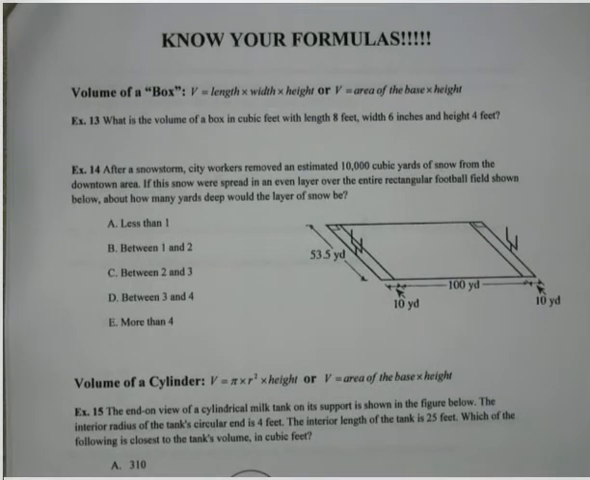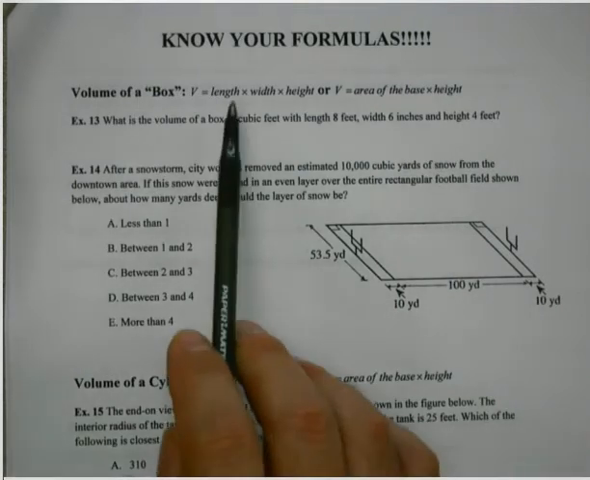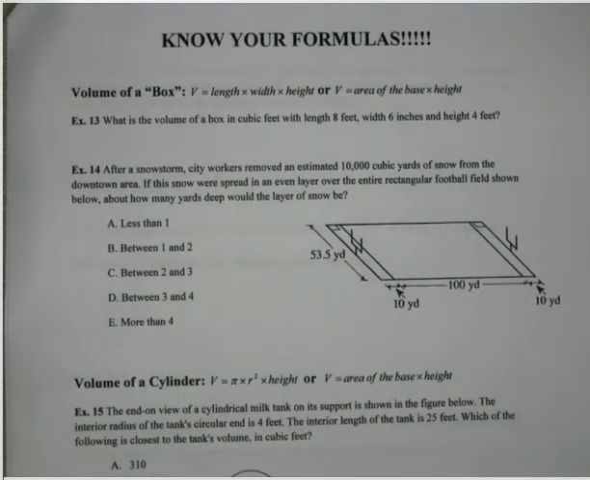Next, we're up to volumes. Volume of a box. There's 3 dimensions, length and width and height, to any volume that you're doing. So for example, in 13, what's the volume of a box in cubic feet, with length 8 feet, width 6 inches, and height 4 feet.